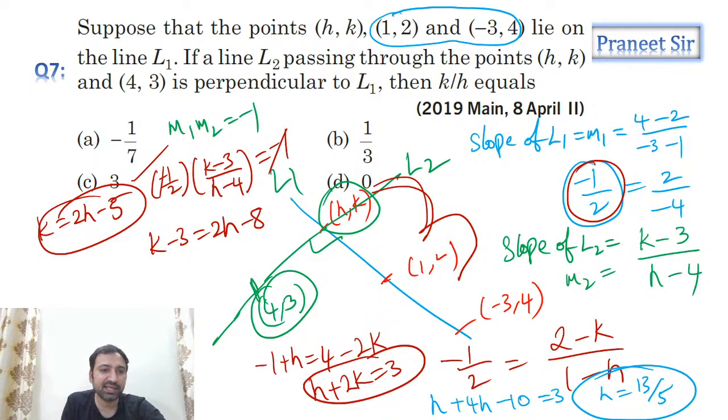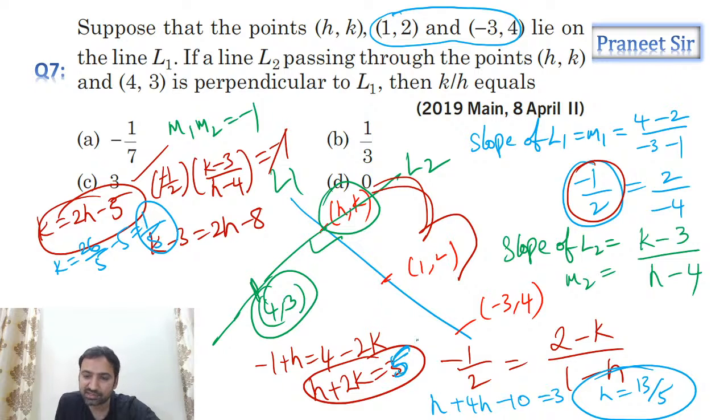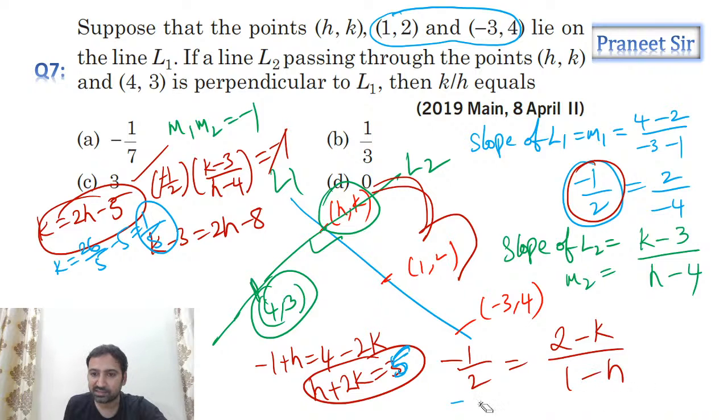Same way, can I calculate the k value? What is the k value, guys? The k value is equal to 2 times 13 by 5 minus 5, which is equal to 1 by 5. So h value is 13 by 5. Correct now? The equation is wrong. Okay, one second, guys. Here it is plus 5. Yeah, here it is h plus 2k is equal to 5. Okay, whatever we have done is wrong. Let me correct these again.